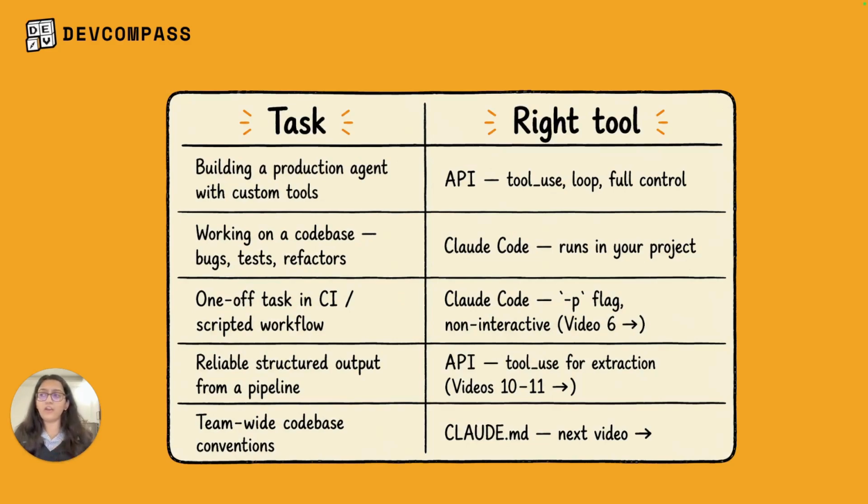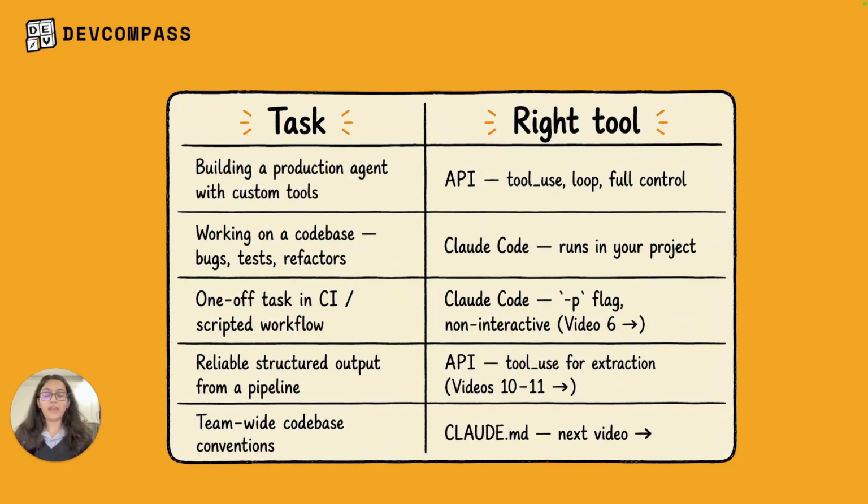Third, running a one-off task in a CI pipeline. You can use Claude Code with the -p flag: non-interactive, scriptable, and it fits into existing workflows. Again, more discussion in video 6. Fourth, reliable structured output from a pipeline. That should be the API with tool use for extraction. And the last one would be team-wide code-base conventions. That is a lot about how you set up a markdown file called claude.md for everyone to be consistent and have similar code conventions while writing code. Again, we will talk about it in the next video.